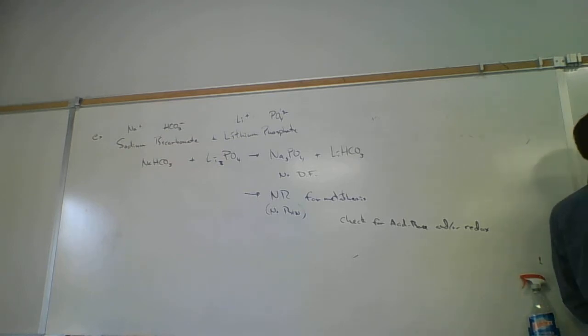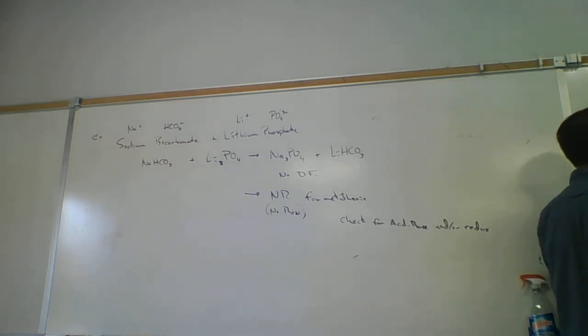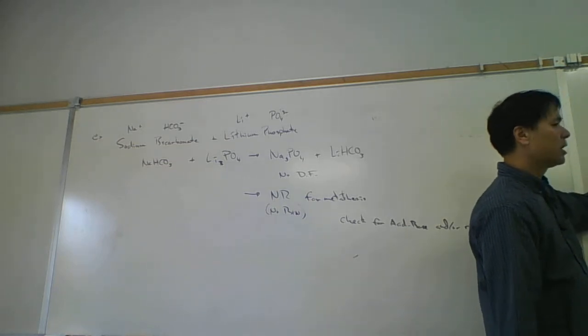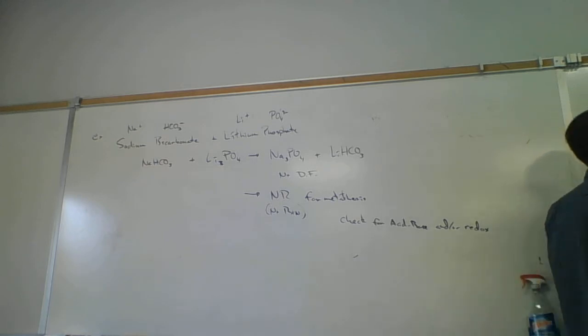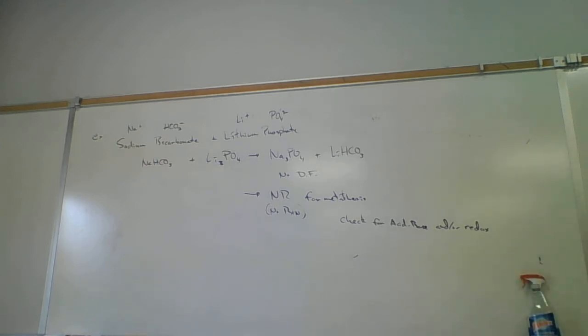So for example, H2SO4. H2SO4 has two acidic hydrogens. And so when we react that with sodium hydroxide, we react it with two sodium hydroxides to neutralize both those hydrogens. And so what we end up with is two waters plus sodium sulfate.